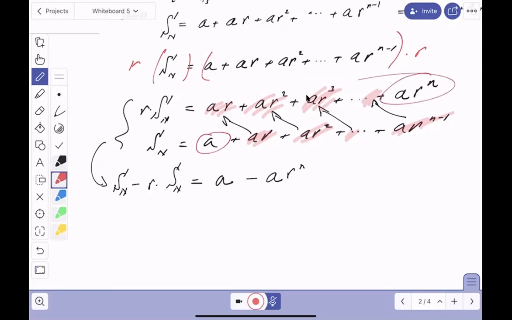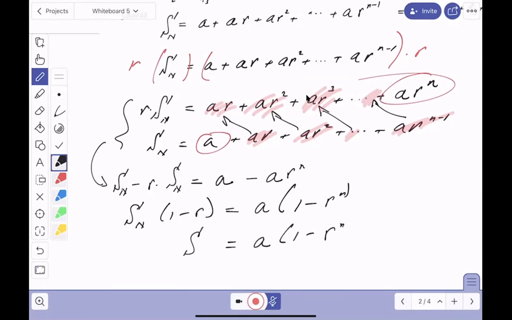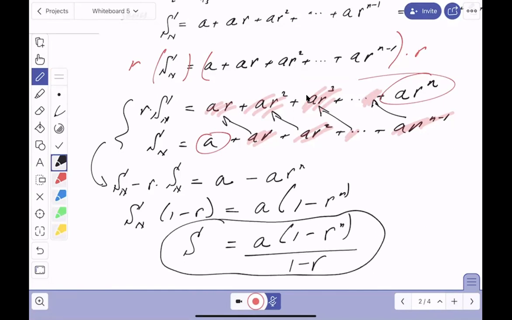Someone said, what are you going to do now? Well, I want to get Sn, so I'm going to factor it out. You're going to get Sn times 1 minus R equals A times 1 minus R to the n. Not that you have to factor the A out, but it's nice if you can. And I can divide both sides by 1 minus R now. What do you get? Sn equals A times 1 minus R to the n over 1 minus R. This is exactly what they did in Math 120, and that was for the geometric series.